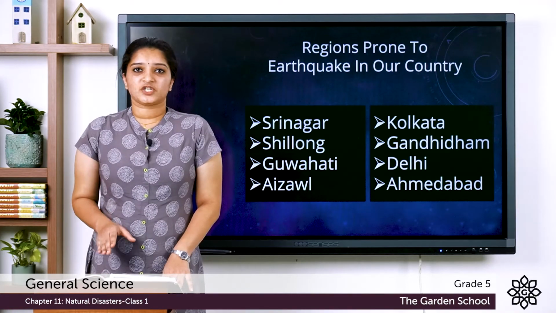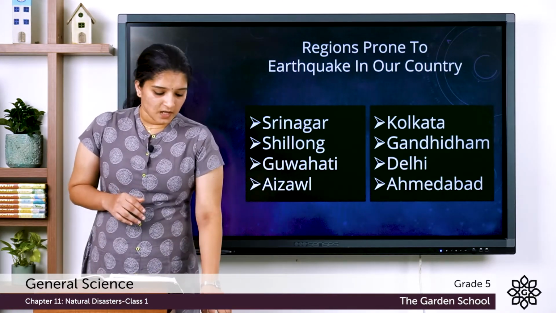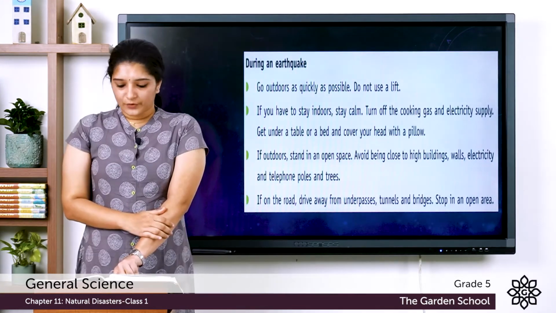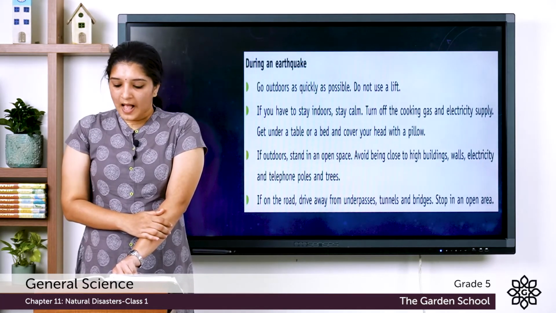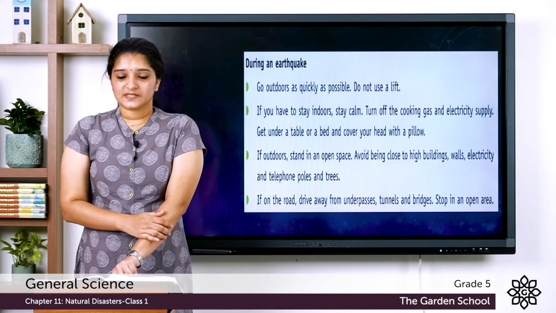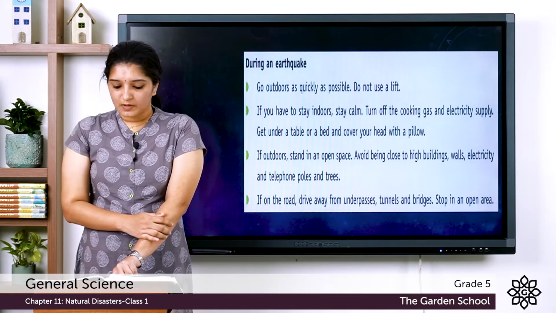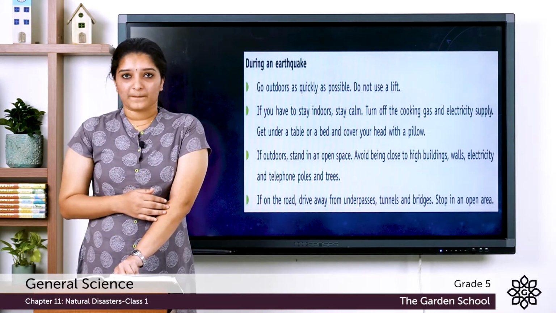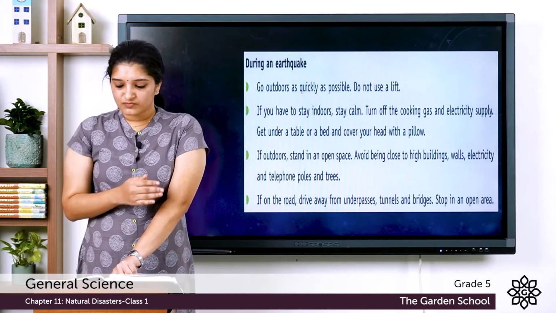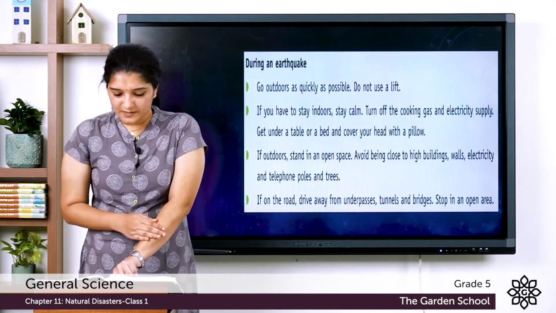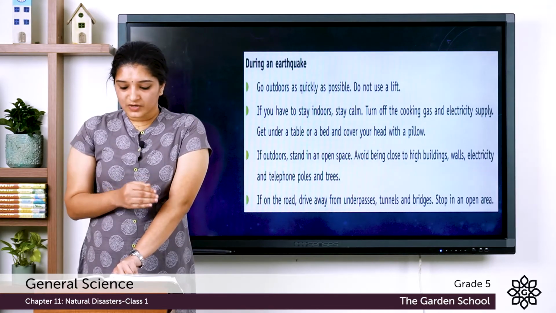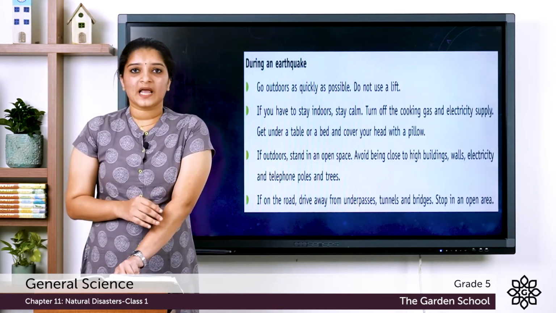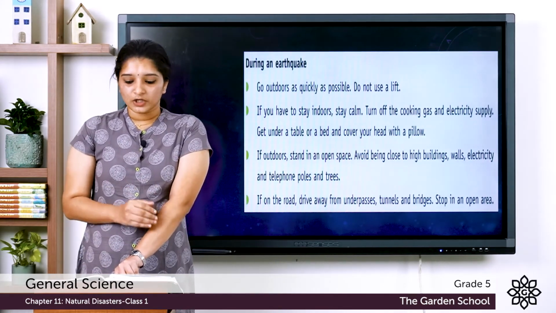Now let's see some of the measures that should be taken during the occurrence of an earthquake. So during an earthquake, go outdoors as quickly as possible. If you have to stay indoors, you have to stay calm and you have to turn off the cooking gas and electricity supply. And you must get under a table or bed and cover your head with a pillow. If you are outdoors, then you have to stand in an open area. Avoid being close to high buildings, walls, electricity and telephone poles and trees. If you are on the road, you have to drive away from underpasses, tunnels and bridges, and you must stop in an open area. These are the measures that should be taken during an earthquake.